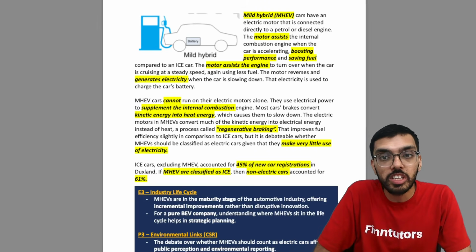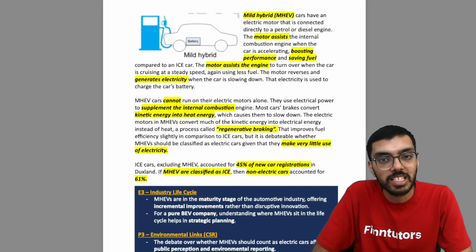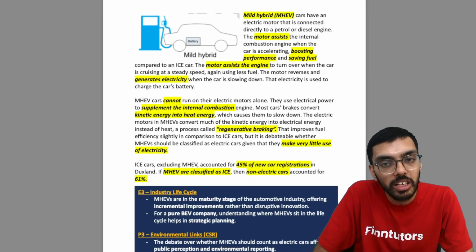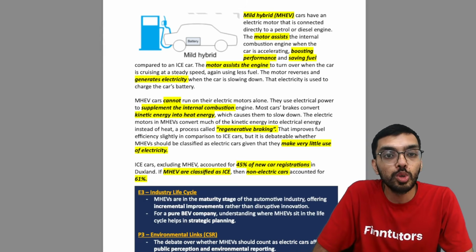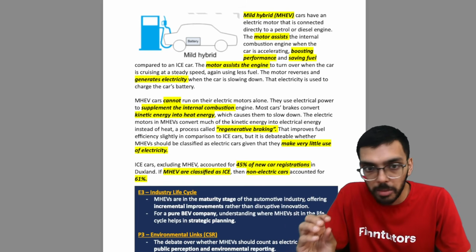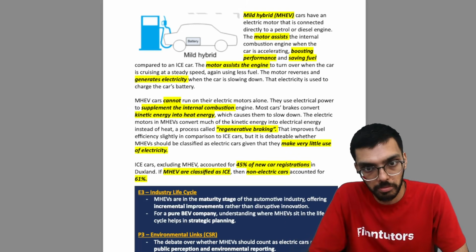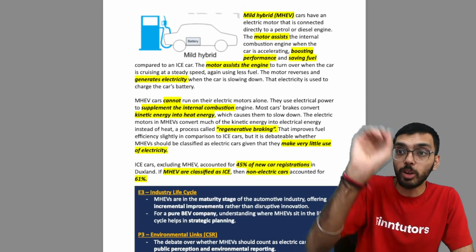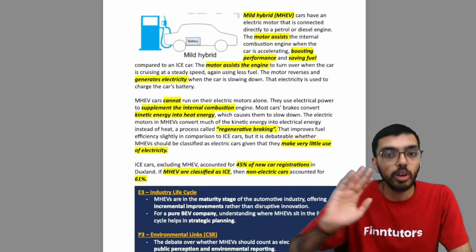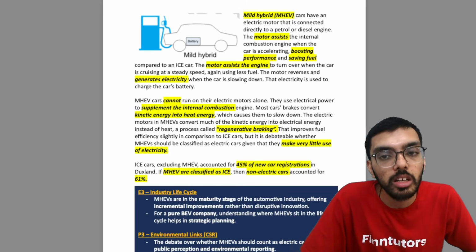The motor assists the engine to turn over when the car is cruising at a steady speed, again using less fuel. The motor reverses and generates electricity when the car is slowing down. The electricity is used to charge the car's battery. Obviously, there is a battery aspect involved, but to a limited perspective, because the MHEV cars cannot run on the electric motors alone. In hybrids, they could run, but for a very small kilometer average. Over here, they cannot run on electric motors alone. They use electrical power to supplement the internal combustion engine.